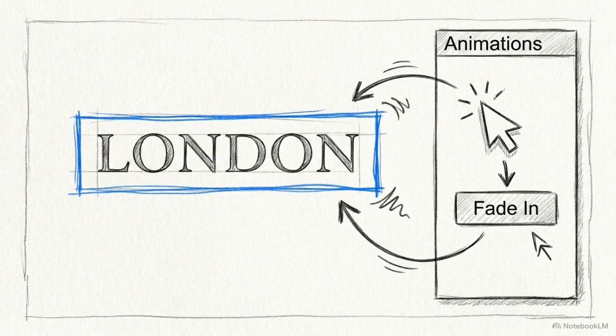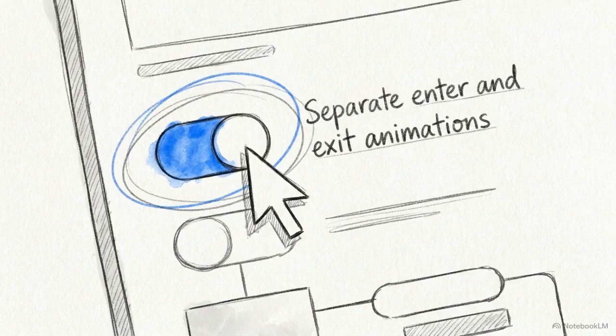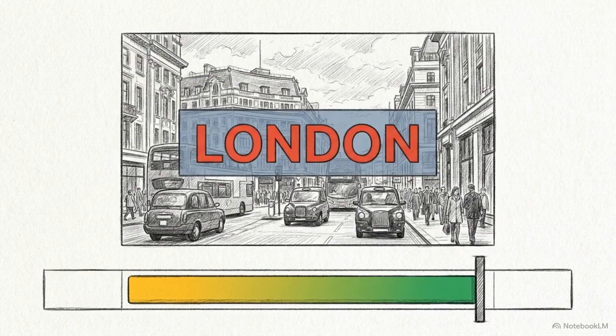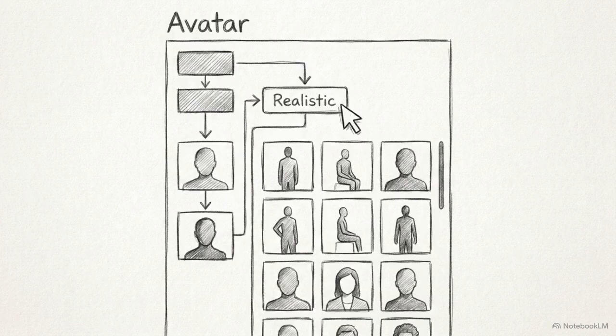To animate the title, we select the text, apply a simple fade effect, and check the toggle at the bottom to separate the enter and exit animations. By manually forcing the exit animation to none, the title stays anchored on the screen to establish context, rather than awkwardly disappearing early.